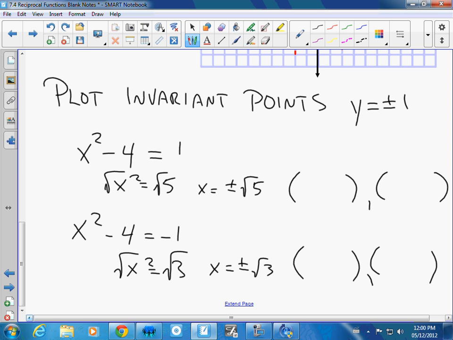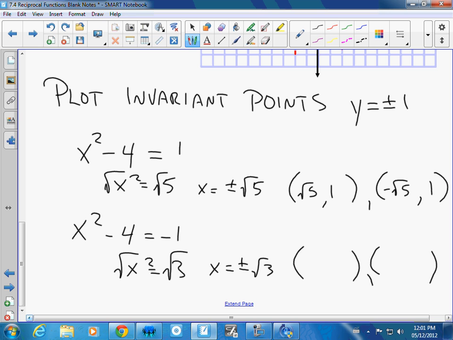What are the x values in this first set here? One is plus root 5 and one is negative root 5. And what are both the y values? 1. So we now have a set of points we can plot. And what's the cool thing about those points? They're exactly the same as the original as they are as the reciprocal.